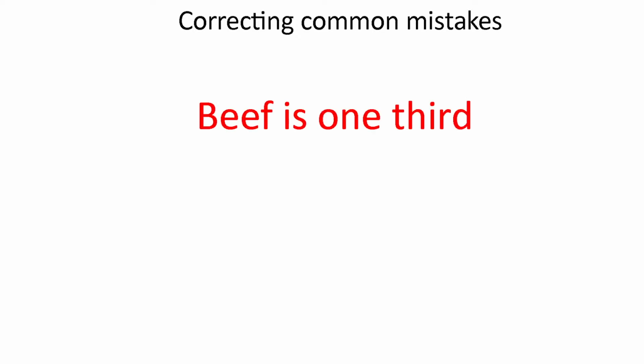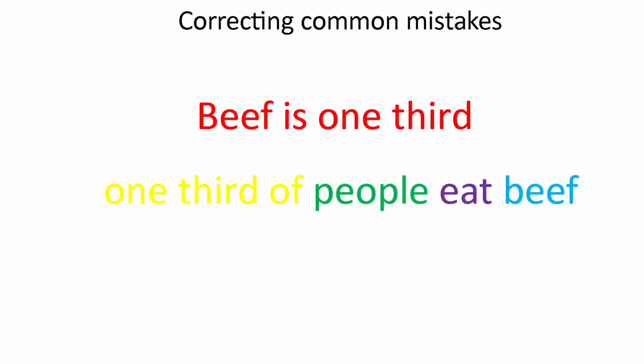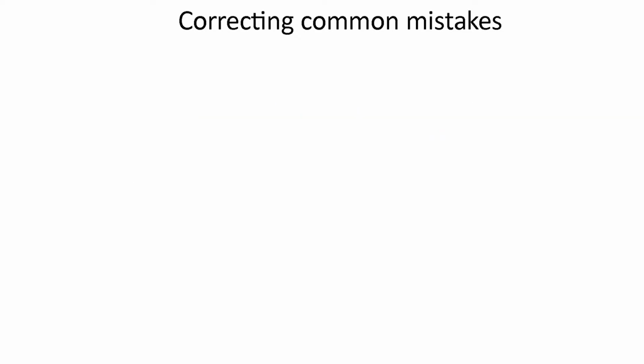Okay, so this is a classic one. Beef is 1/3. So what's the issue there? Why would that not be a good sentence to write in your IELTS task 1? Well, it should be something more like this. 1/3 of people eat beef. So you can see that it's following the structure we mentioned before, okay? So percentage plus group plus verb plus category.